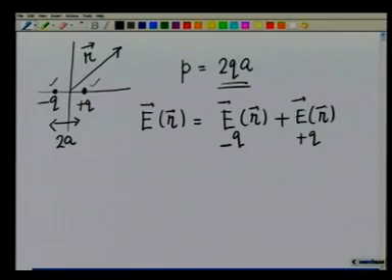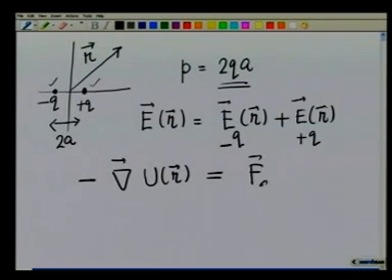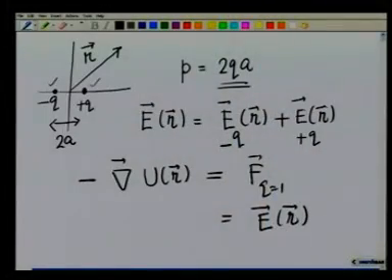An easier way, and this will tell you how talking about potential helps at times, could be that I find the potential energy of a unit charge at point r and take its gradient. The negative of that will give me the force on that unit charge, which by definition is the electric field at r. Let us do this as an exercise.